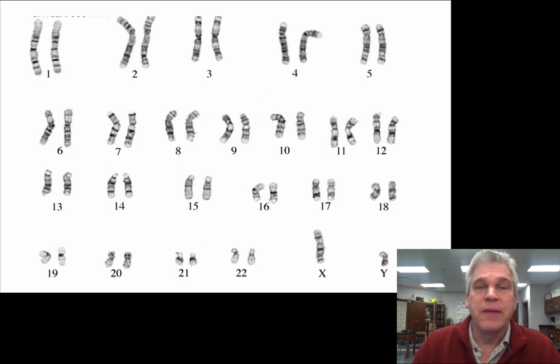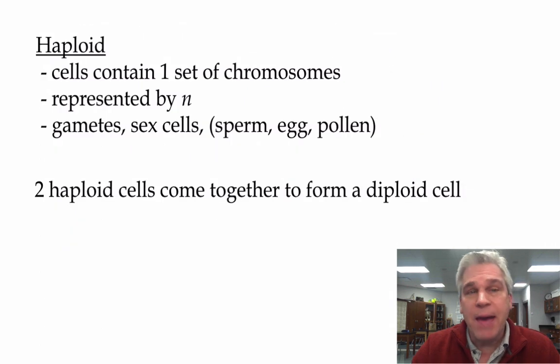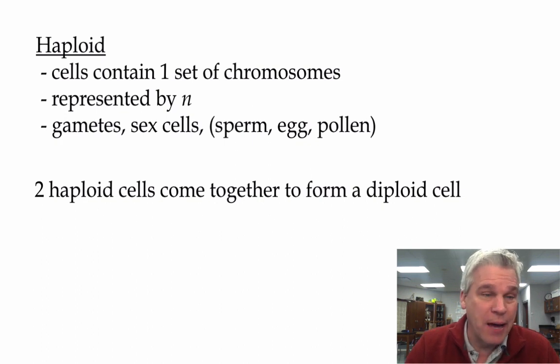And although there might be the genes for a specific trait on, say, chromosome number 3, those alleles can be different from one another. Haploid cells, on the other hand, contain only one set of chromosomes. And so we just use the letter n to represent the number of chromosomes. So these are going to be the gametes, the sperm cells, the egg cells. In the case of plants, it's going to be pollen cells.